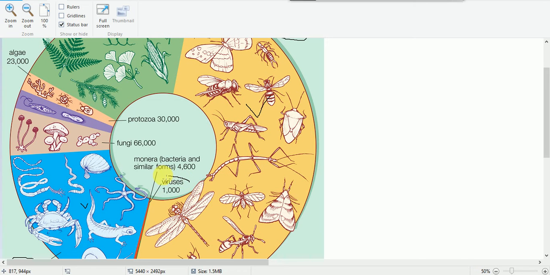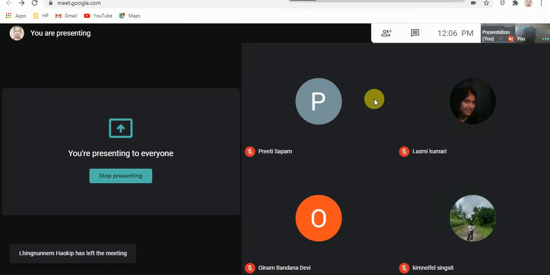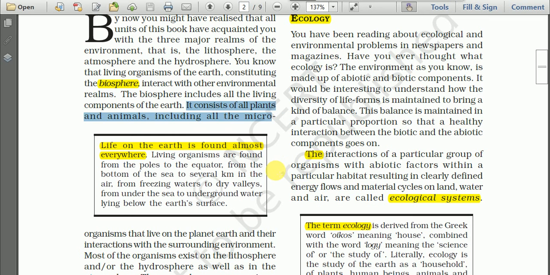Then we have around 1,000 viruses. Then we have around 4,600 monera, that is bacteria and similar forms in the biosphere. And we have 66,000 species of fungi. Then we have 30,000 species of protozoa and 23,000 species varieties of algae. That means our biosphere is very rich in these living organisms.